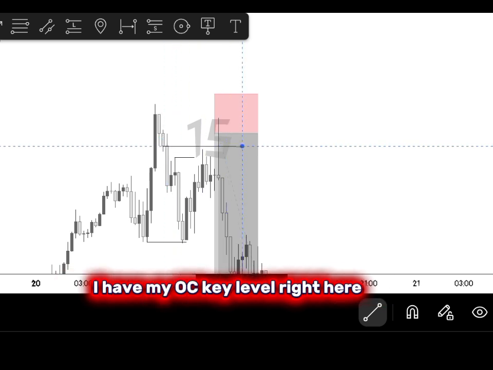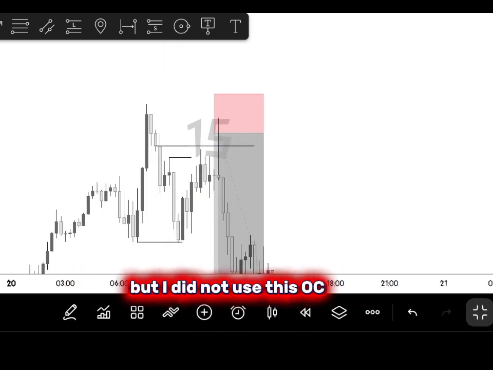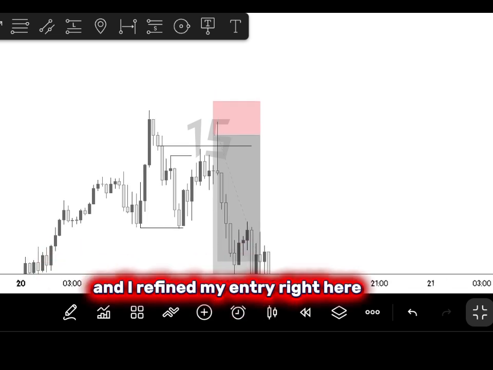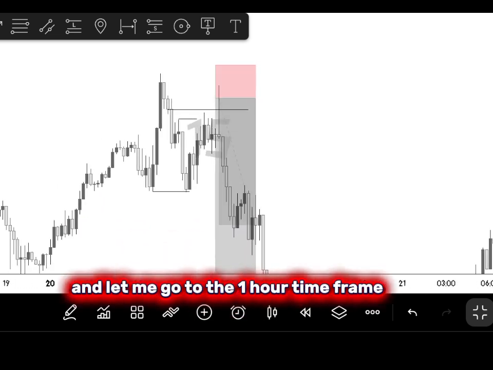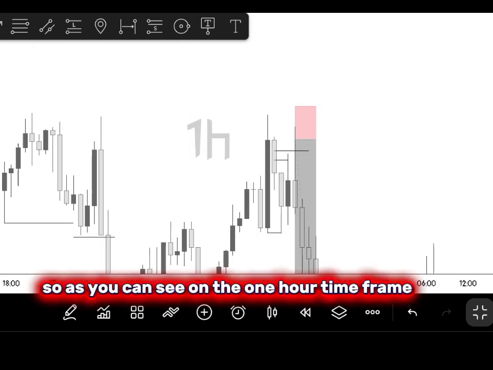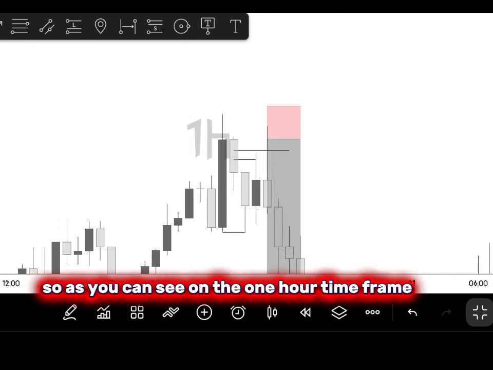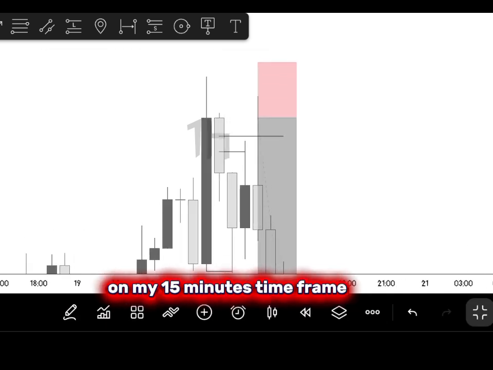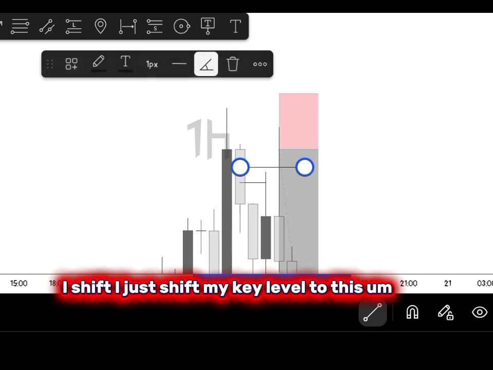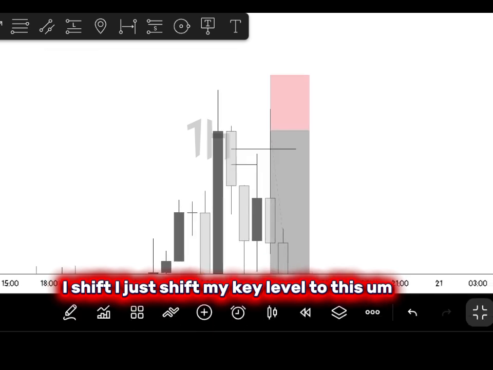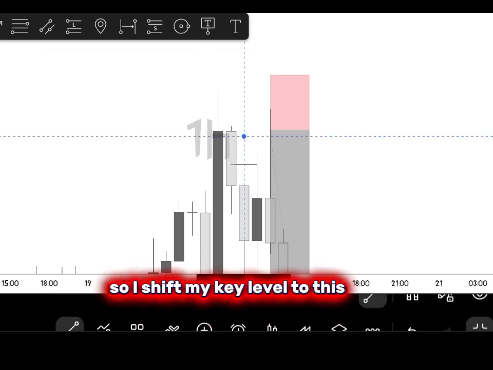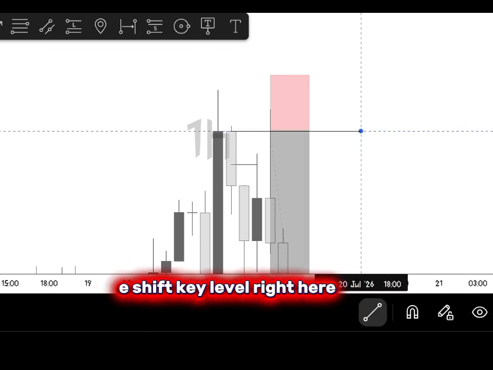I have my OC key level right here, but I did not use this OC key level because I went to the 1-hour time frame and I refined my entry right here. Let me go to the 1-hour time frame. As you can see, on the 1-hour time frame, there's no key level around on my 15 minutes time frame. What did I do? I shifted my key level to this A-shaped key level right here.